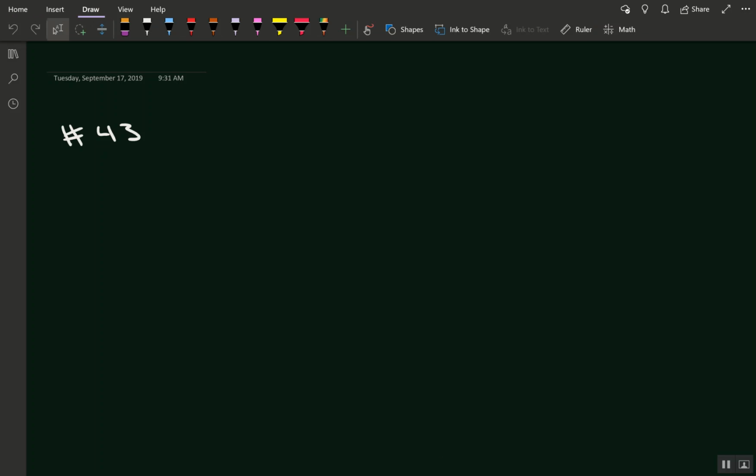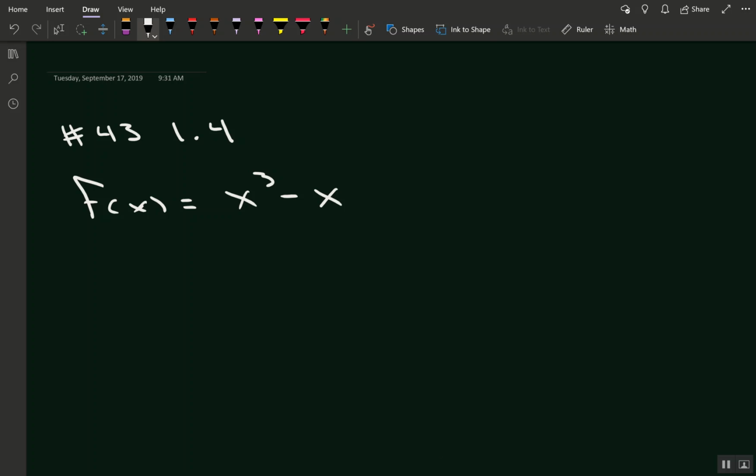Okay, this is number 43 from homework 1.4. Okay, let's take a look here. Number 43 says f of x is equal to x cubed minus x. Okay, that's pretty good. What do they want us to do with it?